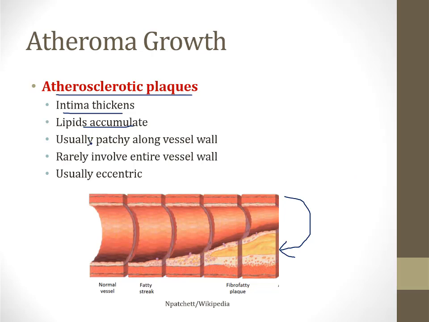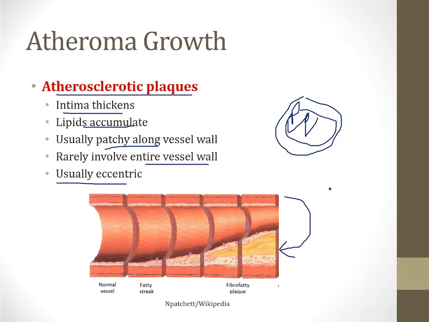They usually form in a patchy way along the wall of an artery. They rarely involve the entire wall, and this is why, as I told you before, plaques are usually said to be eccentric, not concentric. And this means that if you look down the lumen of a blood vessel, you're going to see more plaque on one side of the vessel and less on the other. They rarely form in an even way around the entire blood vessel wall.